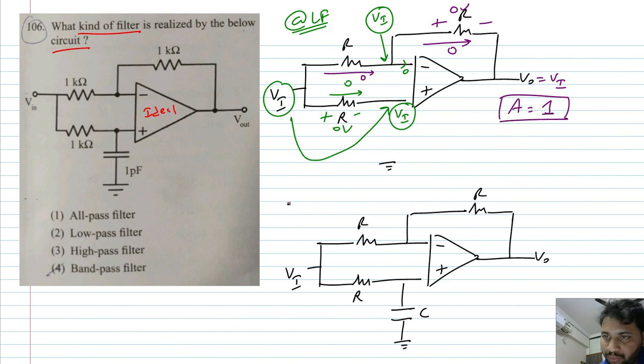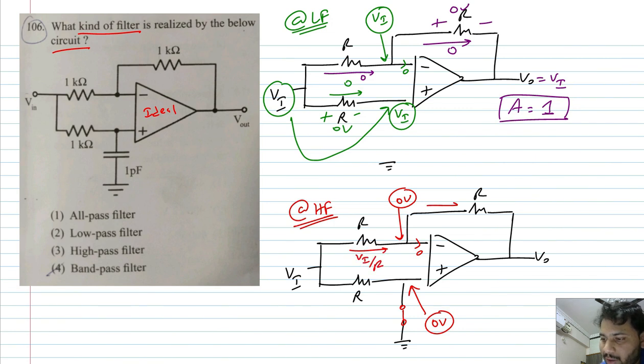In the same way, let us find the output at high frequency. Again, at high frequency, we can replace the capacitor with a short circuit. I'll just make the capacitor a short circuit. Immediately, ground will be connected to the plus input terminal, which means V plus will become 0. Now again, from virtual short, even V minus will be 0. This current, being the input current, will be 0. So what is this current? VI by R. So what is this current? Also VI by R. So what is the drop across this R? VI. So what is V naught? Minus VI. If V naught is minus VI, what is the gain?